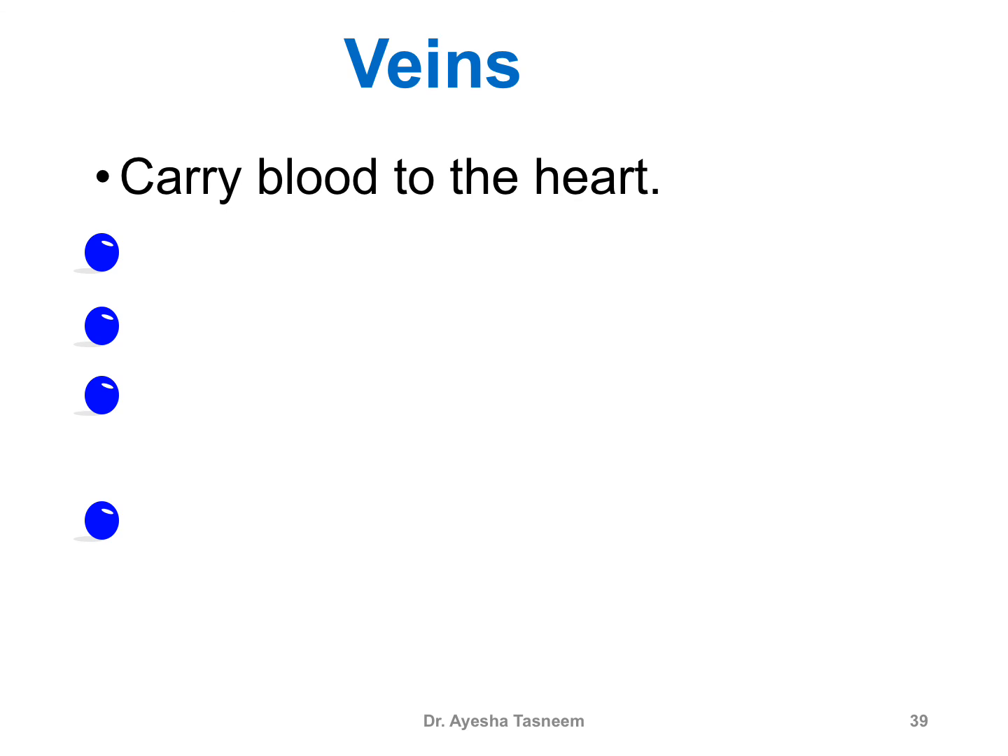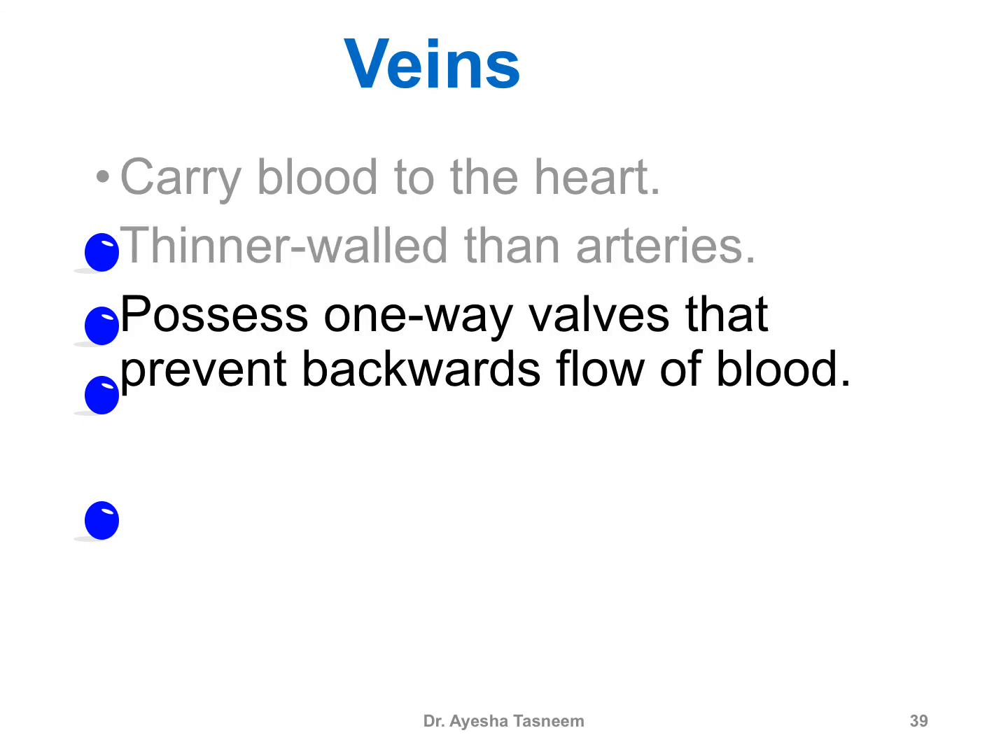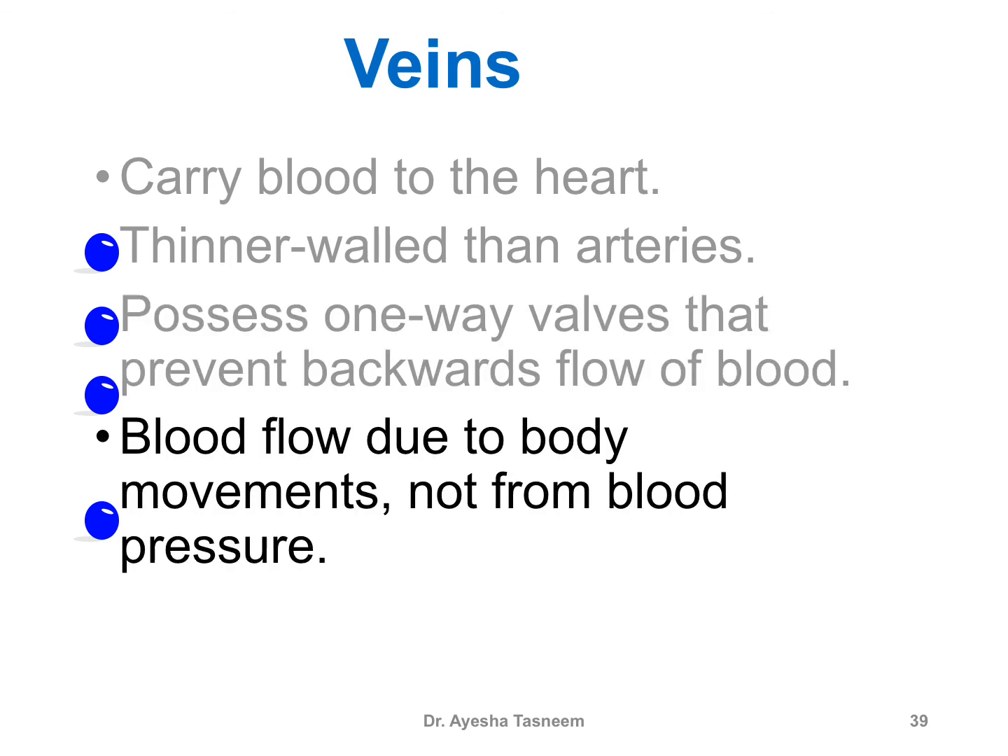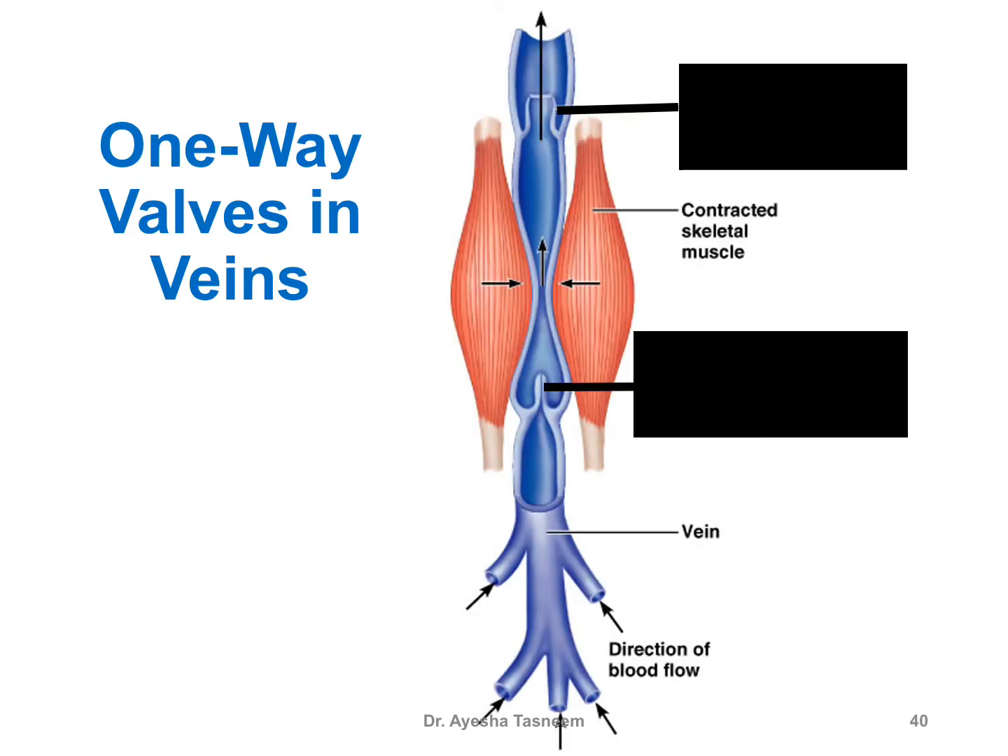Veins carry blood to the heart. They are thinner walled than the arteries, and possess one-way valves that prevent backward flow of the blood. Blood flows through body movement, not from blood pressure. There are three types of veins: small, medium and large veins. Here you can see the veins have muscles on both sides. Due to the contraction of the muscle, blood passes through this.